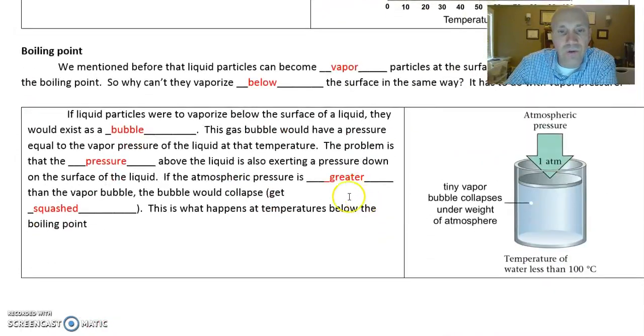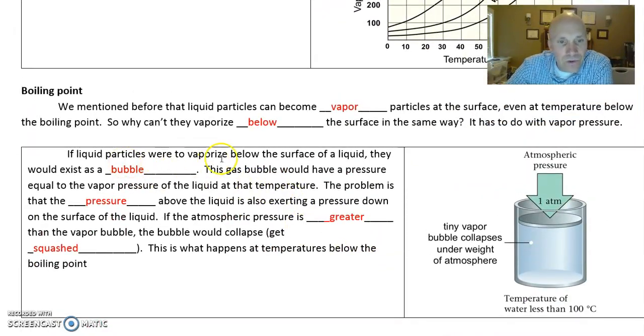All right. So the thing is, if something were to become a vapor below the surface of water, it would exist as a bubble. And this gas bubble would have a pressure. And what would the pressure inside of that gas bubble be? Well, it would be equal to the vapor pressure of that liquid at that temperature.